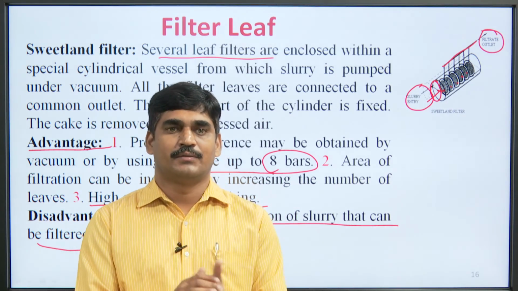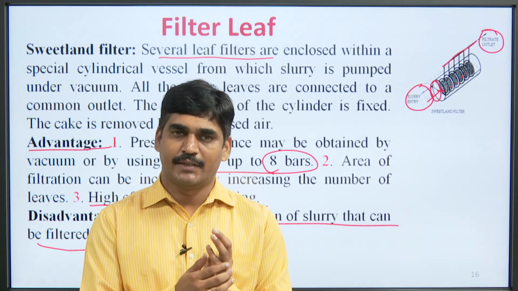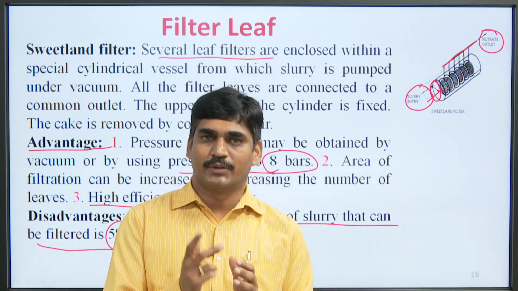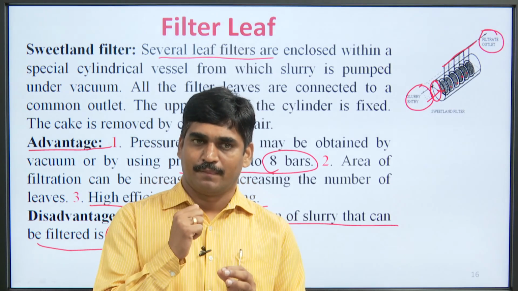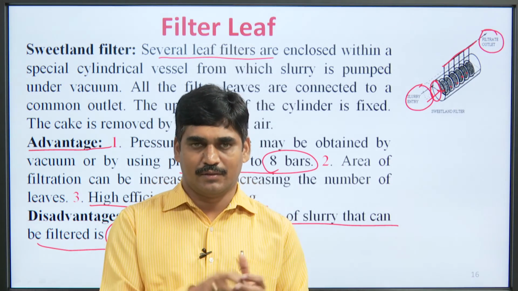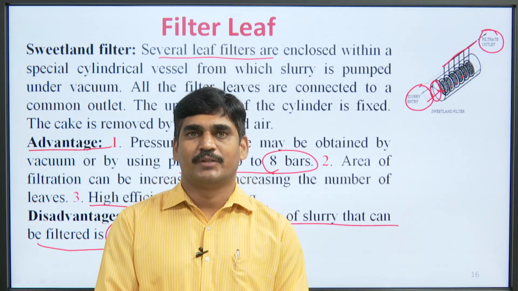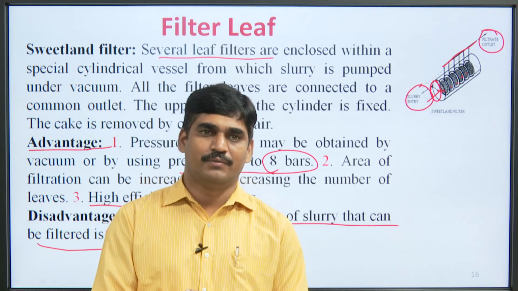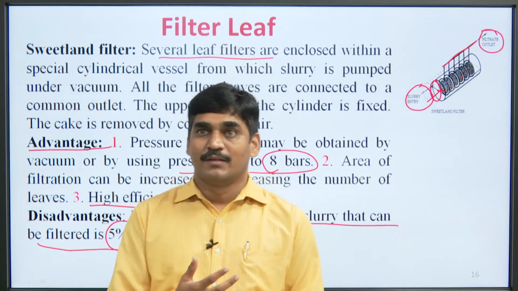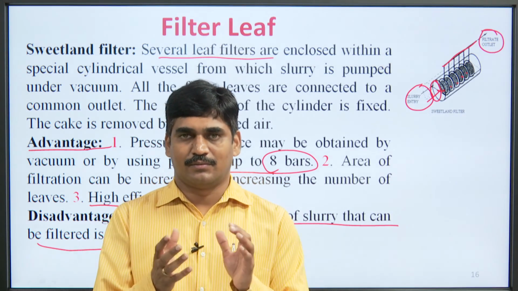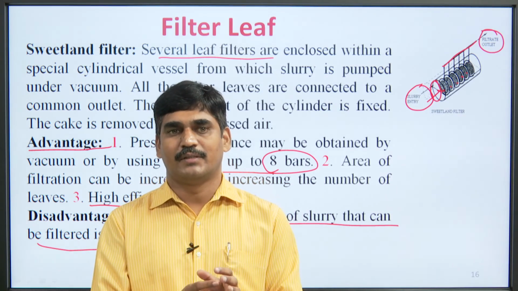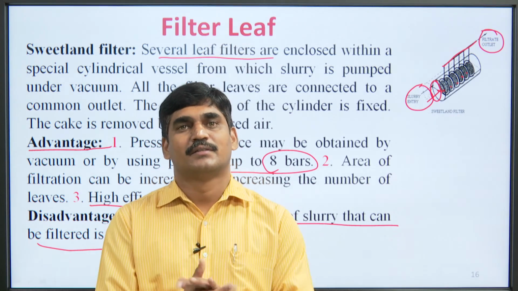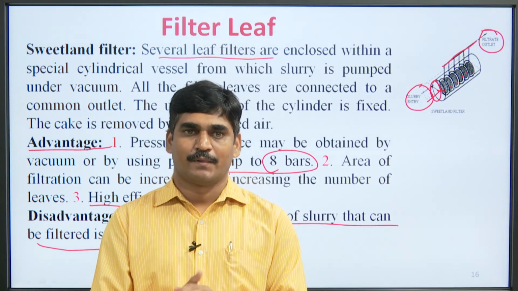So, what have we studied till now? One is the plate and frame filter press. Plate and frame filter presses are of two types, Bosch type and non-Bosch type. The second equipment we have used for the filtration process is the filter leaf assembly. In the case of the filter leaf assembly, we have studied one simple filter leaf and another one, the Sweetland filter.